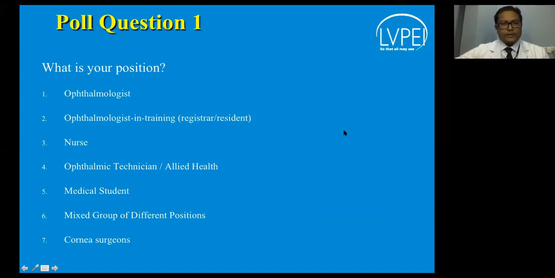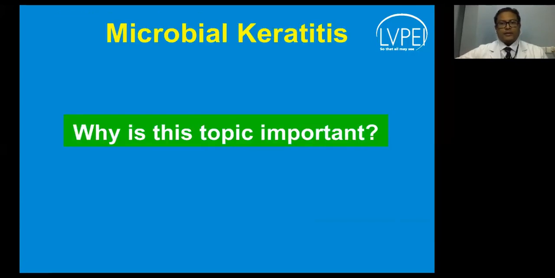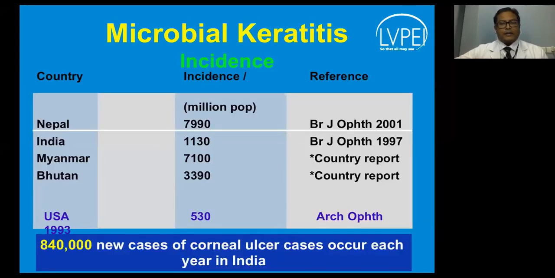While we go through this, the topic is obviously of considerable importance because this is of a significant public health importance, especially so from the developing countries. And the number of new cases are close to 8 million.